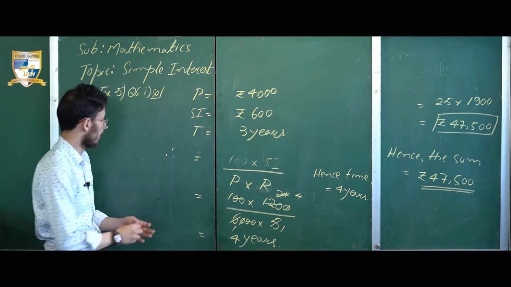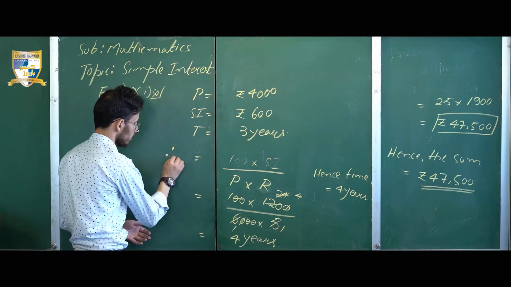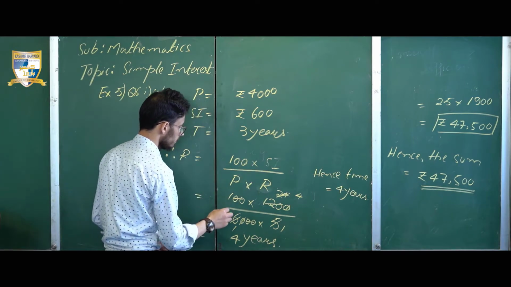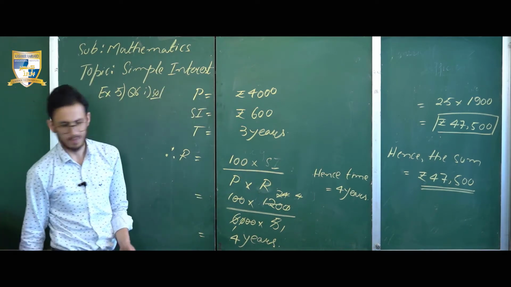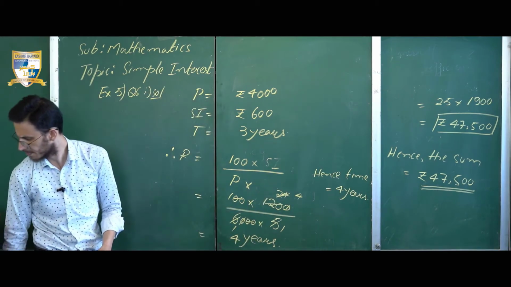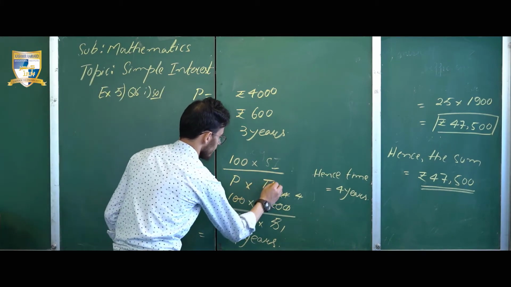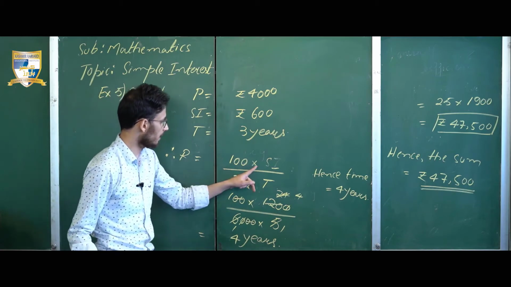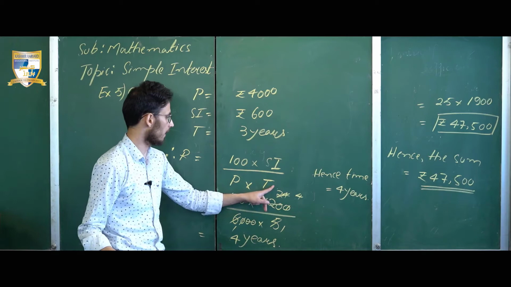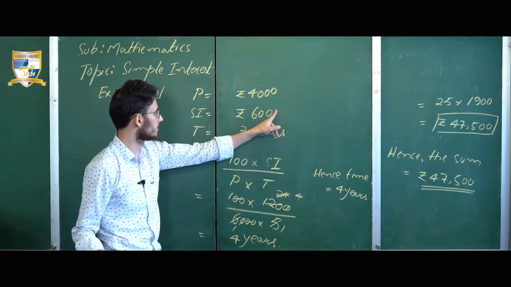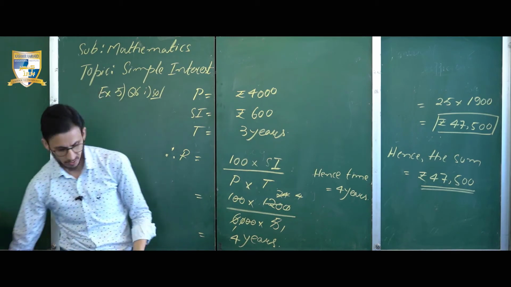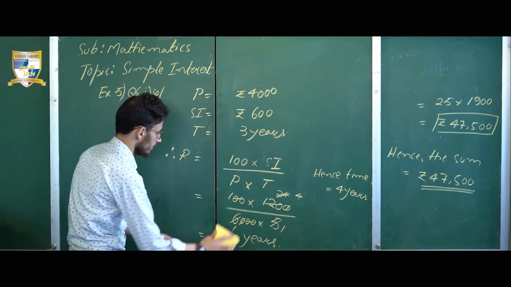So therefore rate of interest is equivalent to, again, 100 multiplied by simple interest, upon principal multiplied by time. The formula is 100 multiplied with simple interest upon P multiplied by time. Everything is given, simple interest is given, principal is given, time is given. Now we have to calculate to find out our rate of interest.